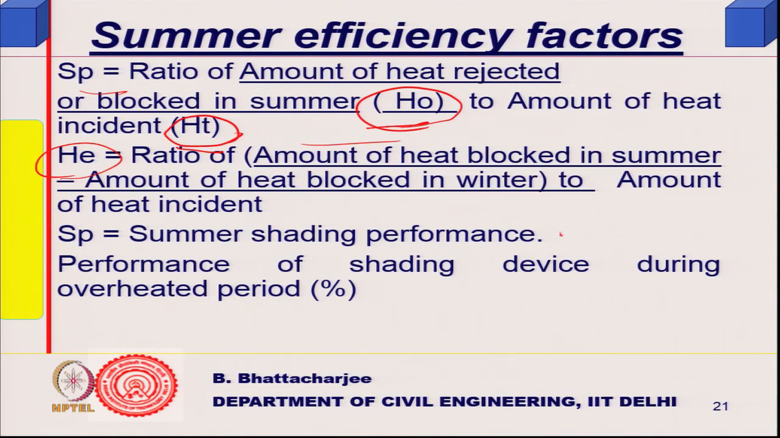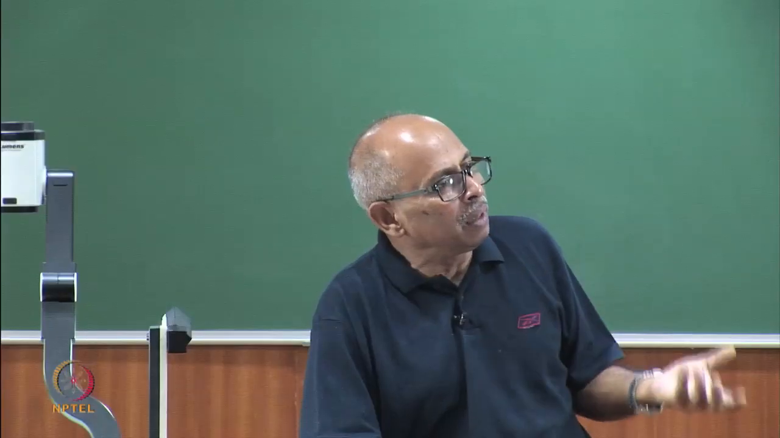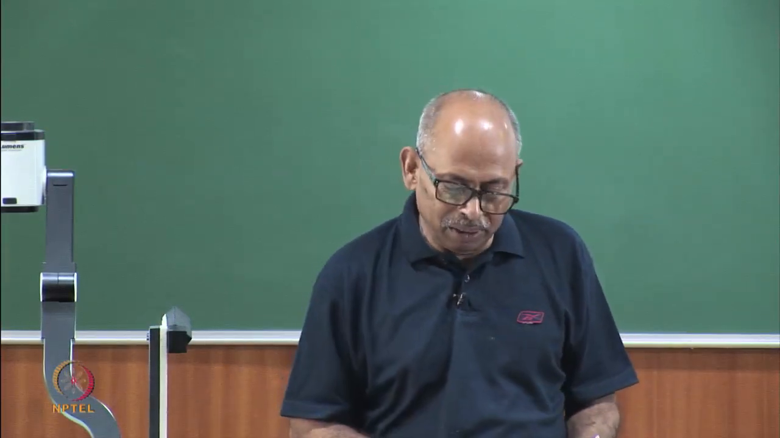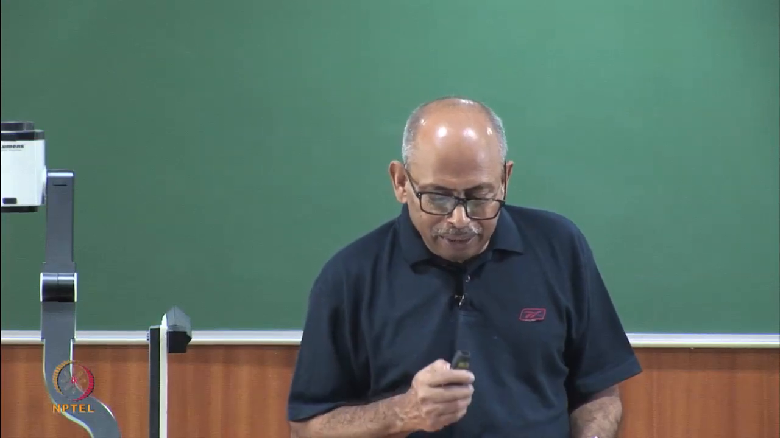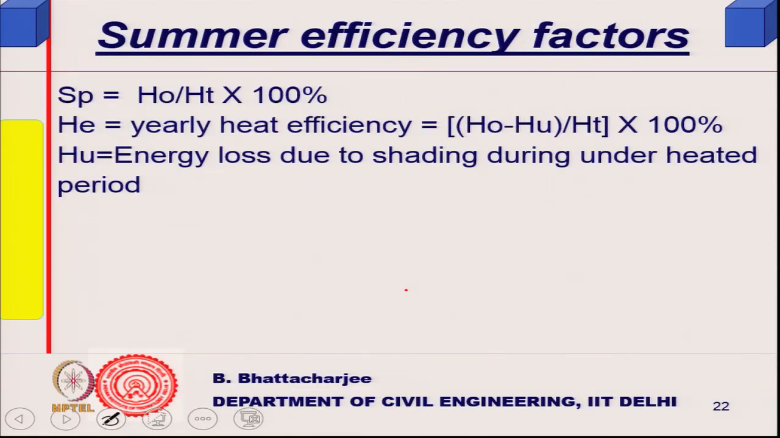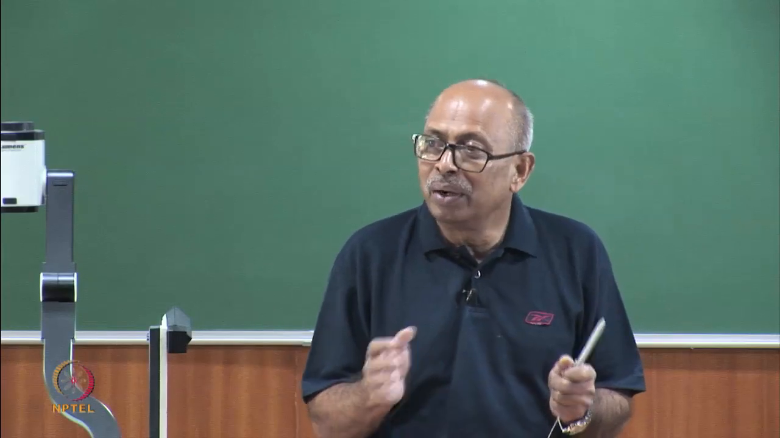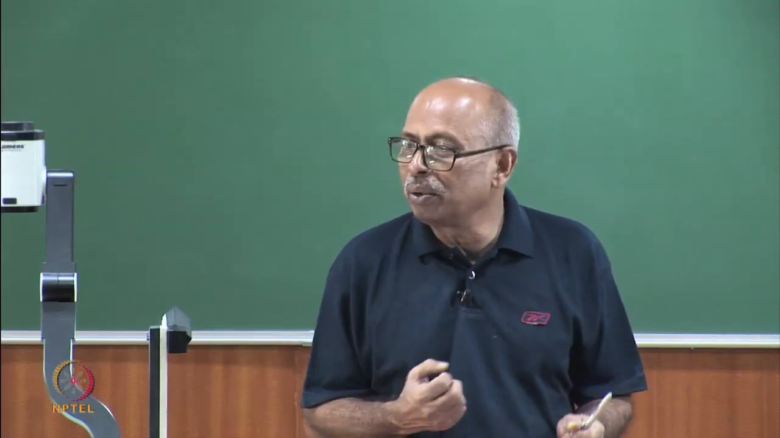So, this we call the summer shading performance. SP is the summer shading performance, the performance of the shading device during the overheated period. It is the ratio of the amount of heat rejected during summer divided by the total heat that comes in. And this HE is the yearly heat efficiency, which is the summer heat blocked minus the winter heat that did not come in, the required winter heat that did not come in, divided by the total heat that came in.